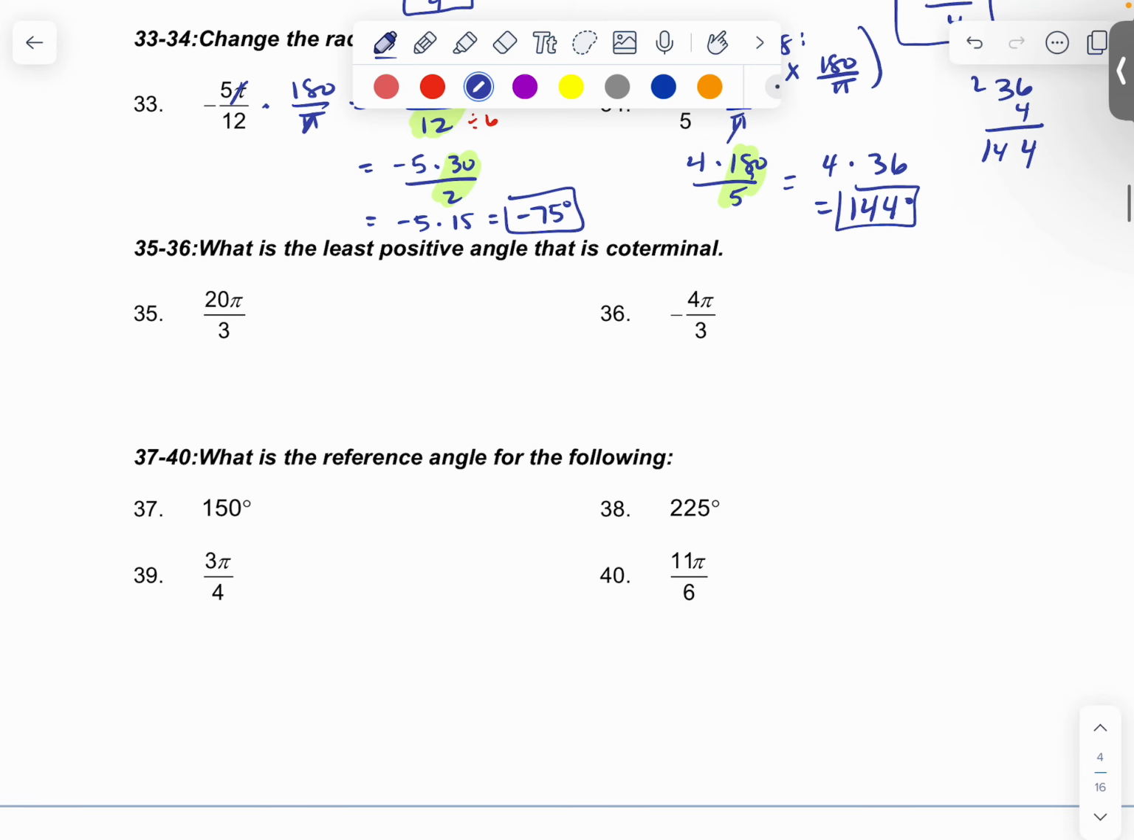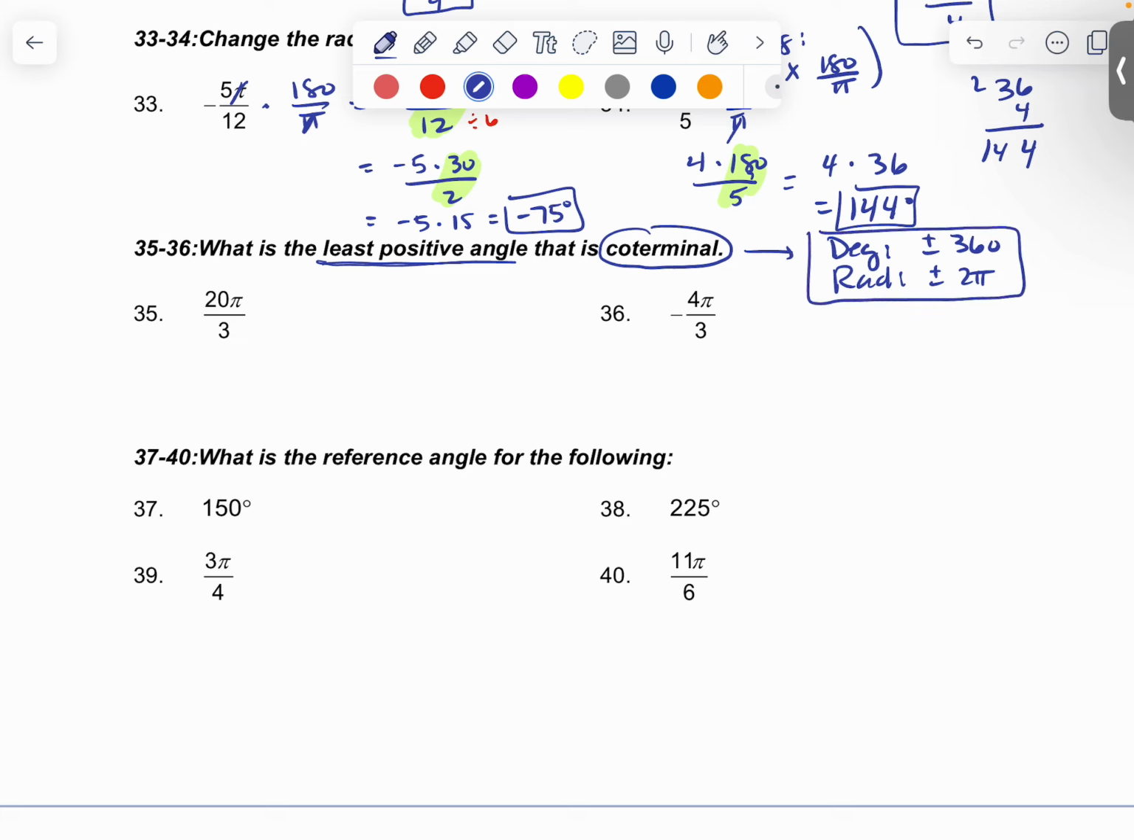All right, almost done. What is the least positive? That means the smallest positive angle I can possibly come up with that is coterminal. To get coterminals, there are 2 ways to do this. If you're in degrees, you keep adding or subtracting 360 as many times as you need to get the desired answer. If you're in radians, you do the same thing, but add and subtract 2 pi, because 360 and 2 pi are the same thing. Notice, what are we in? Because I see pi's in the questions, that means I'm in radians, so I'm going to add and subtract 2 pi as many times as I need. Now the question is, should I add 2 pi or subtract 2 pi?